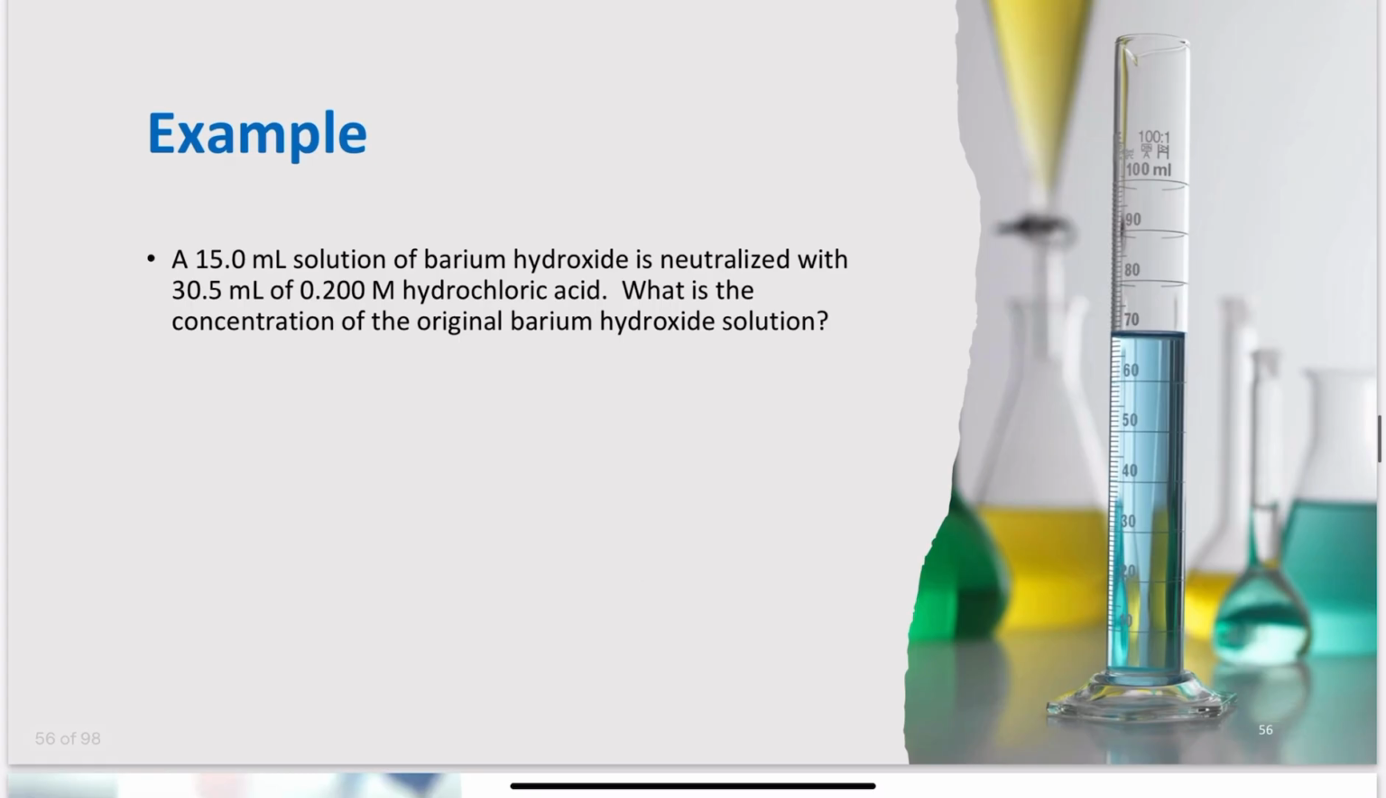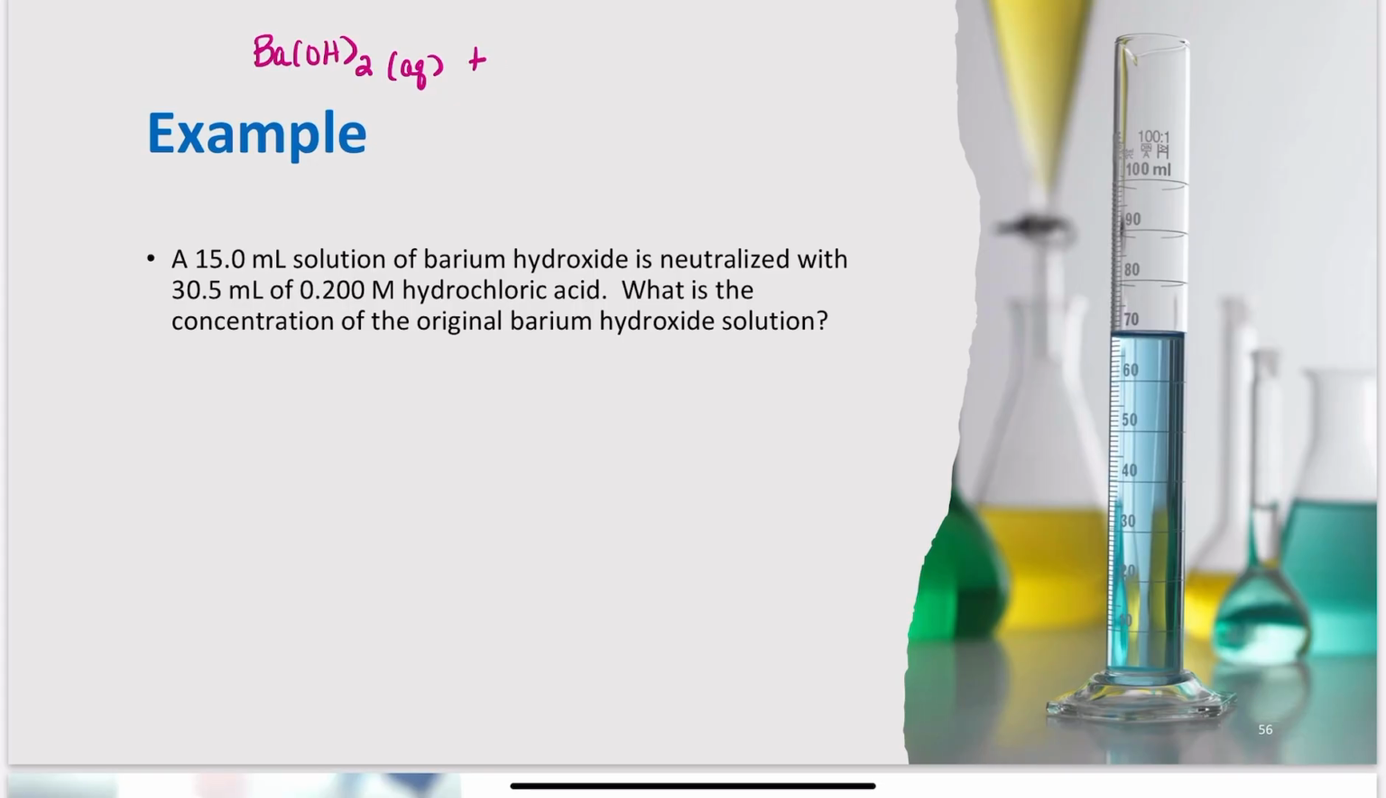What do we have next? A 15 ml solution of barium hydroxide is neutralized with 30.5 mL of 0.2 molar hydrochloric acid. What is the concentration of the original barium hydroxide in the solution? So I've got barium hydroxide. I know barium hydroxide is one of my strong bases. Barium's also an alkaline earth metal, so it's a +2 charge. Hydroxide is OH minus. I need 2 hydroxides for every 1 barium. Strong bases are always soluble.